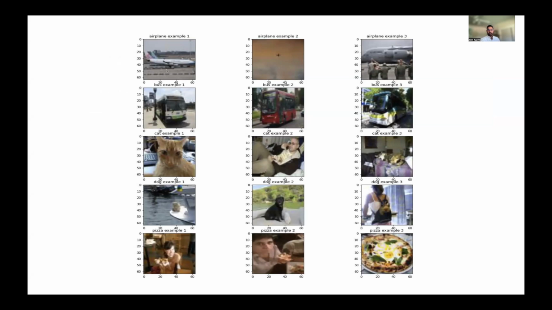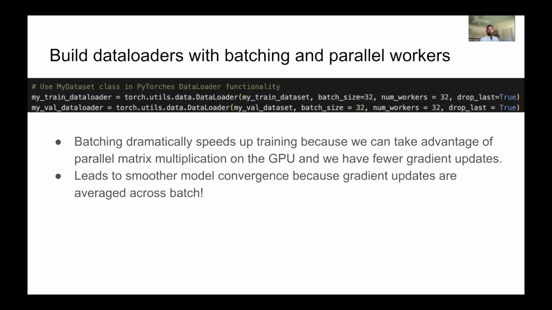And so here are just some examples of the images. The classes I had were aircraft, buses, cats, dogs, and pizzas. And these images were resized to 64 by 64 by 3 channels.